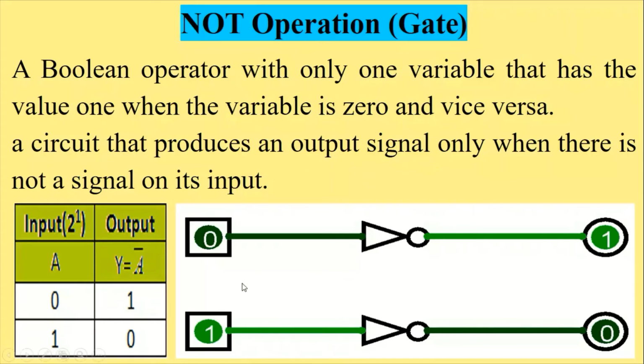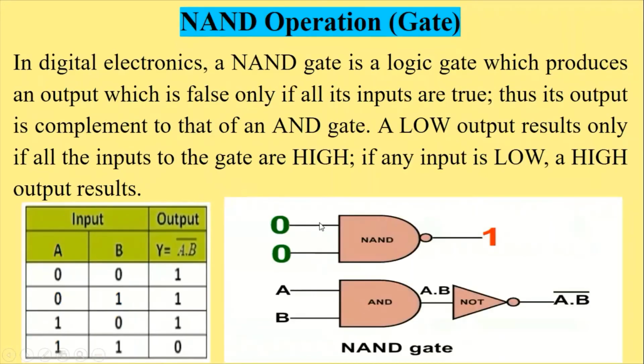That is called inverter or negation, and it is also called complement. As we can see in this truth table, on the left side, if the value of A is equal to 0, the inverter or the complement of A is 1. If the value is 1, it will be 0. So this one is NOT operation.